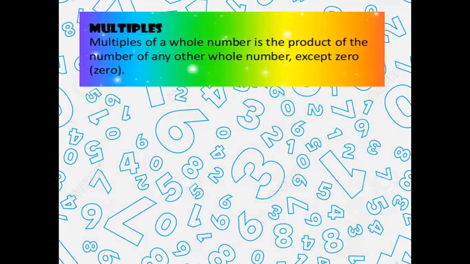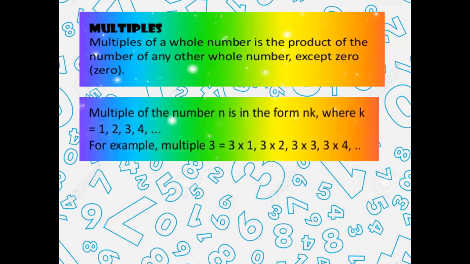All right, so this is the last one. A multiple of a whole number is the product of the number and any other whole number except 0. So again, what are multiples? These are numbers in the multiplication table. It's like 1 times 1 equals 1, 1 times 2 equals 2, 2 times 1 equals 2, 2 times 2 equals 4, 2 times 3 equals 6, 3 times 1 equals 3, and so on. This is what we call multiples.